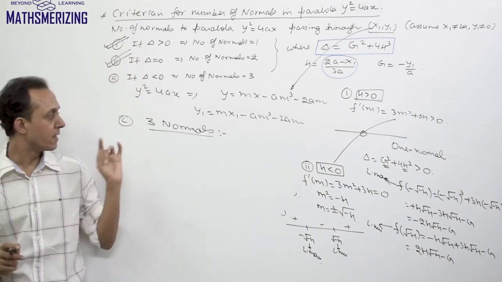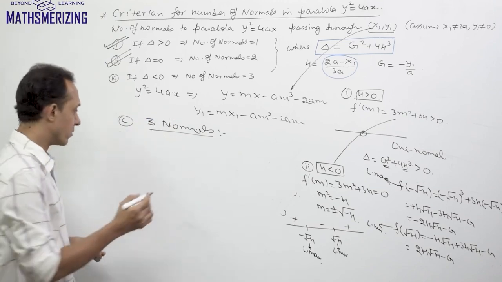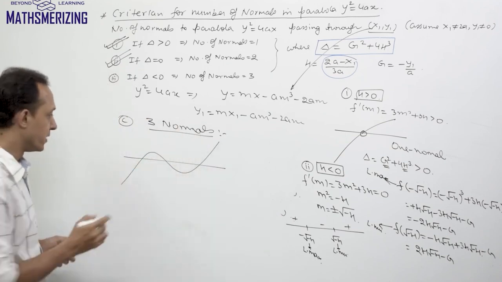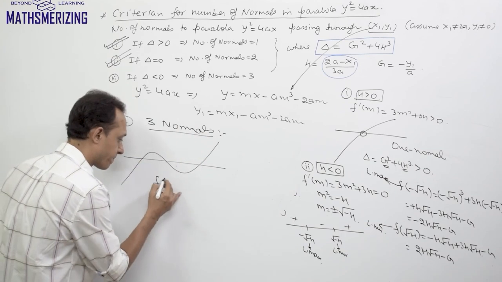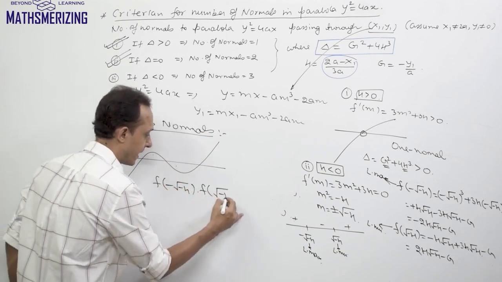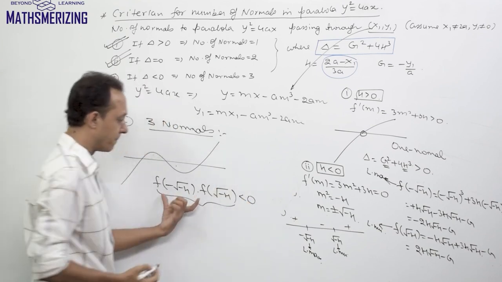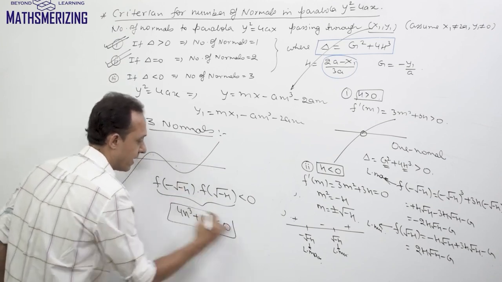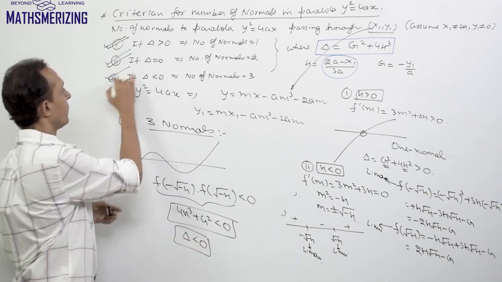Now, if we have to find the condition that 3 normals can be drawn to this point, then in that case, this equation should have 3 real roots. So this equation will have 3 real roots when the graph is drawn like this, right? So in this case, we know that one of the values should be positive and the other value should be negative. So in that case, f of minus under root of minus h into f of under root of minus h should be less than 0. Again, we have already multiplied it. So this value will be 4h cube plus g square and then it should be less than 0. So when delta is less than 0, in that case, we'll have 3 normals.